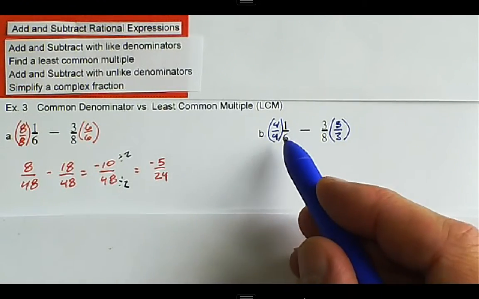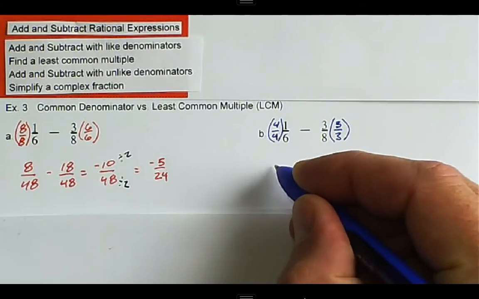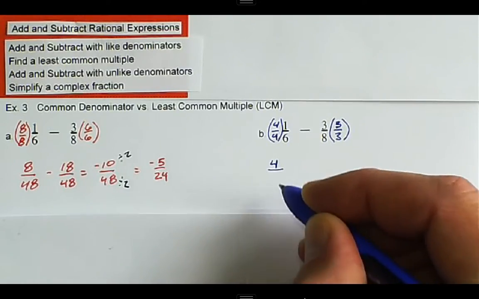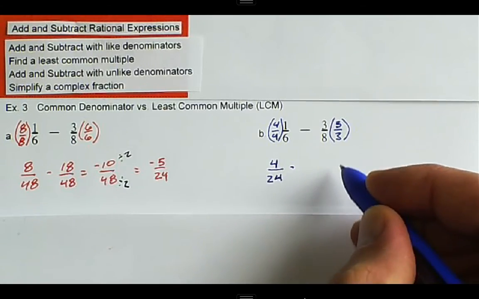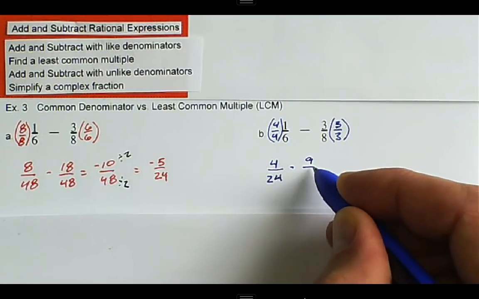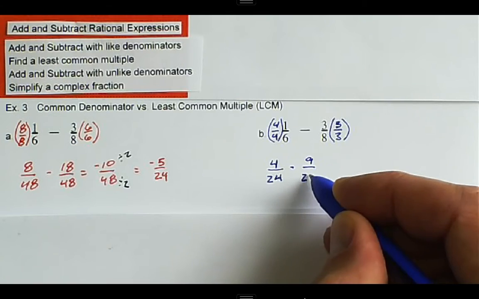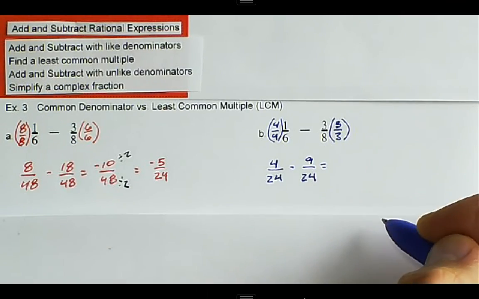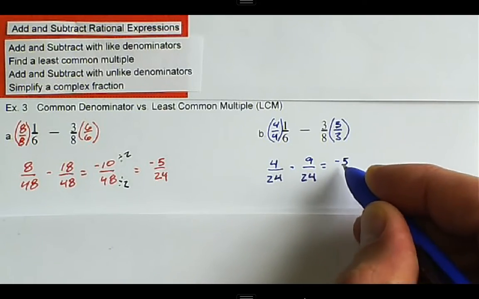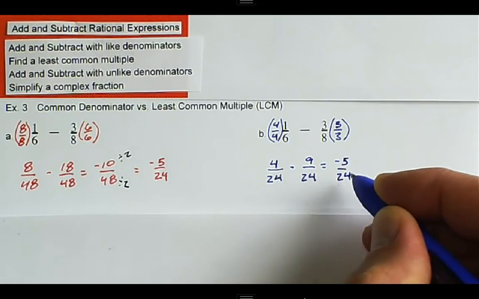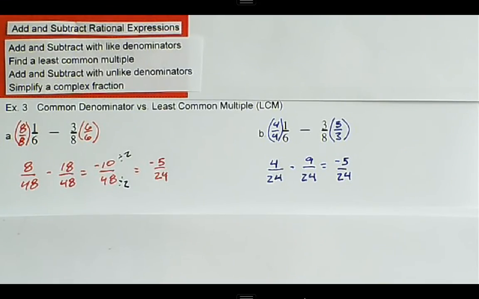So then we can do this math. We get 4 times 1 is 4. And 4 times 6 is 24. Minus 3 times 3 is 9. And 8 times 3 is 24. So then we get 4 minus 9, which is negative 5 over 24. So we can see that we get the same answer through either method.